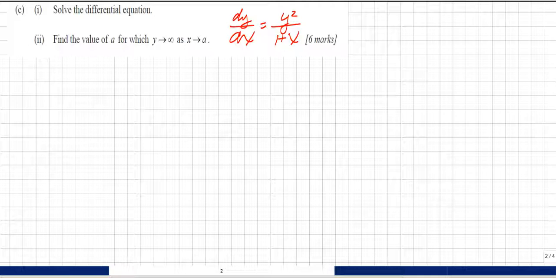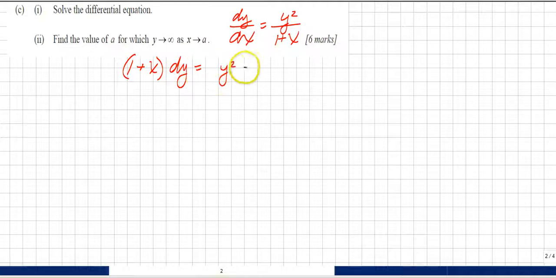So in other words, what we can do here is simply cross multiply. So we get the quantity 1 plus x times dy equals y squared times dx. And when you're solving a separable differential equation, remember the object is to get all the x's on one side, all the y's on the other side. So we're going to divide both sides by 1 plus x and divide both sides by y squared, or in other words, multiply both sides by each one's reciprocal.